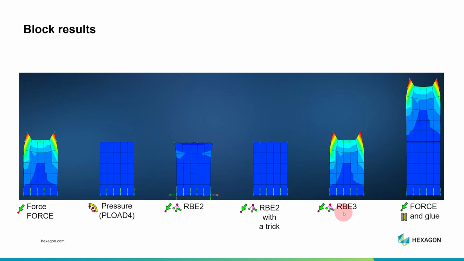The RBE3 solution was ultimately unsuccessful because it applied the load equally across all of the nodes in exactly the same way that happened when I had made 36 different force vectors. What is convenient about the RBE3 here, at least, is that I didn't have to rescale the force. I applied the force to the RBE3, which then divided it equally among all the nodes that it was attached to. Finally, I would say that this option here with the force and glue worked out really well.